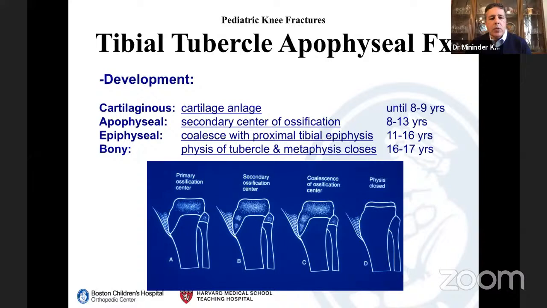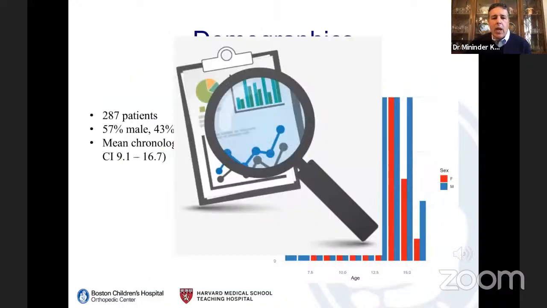The development of the tibial tubercle apophysis is important to remember. So we have an early stage where you won't see anything on x-ray. It's all cartilage. This is typically up to age 8 to 9. The next stage is where we see a secondary center of ossification in the tubercle apophysis, around age 8 to 13. The third stage is that the apophysis coalesces with the epiphysis. And this is typically in early adolescence. And then everything fuses, and that's in later adolescence. I actually think that this staging of the tibial tubercle apophysis can be very helpful.